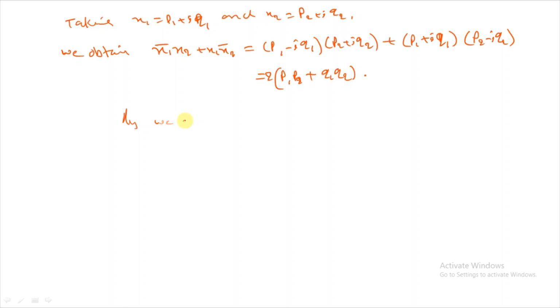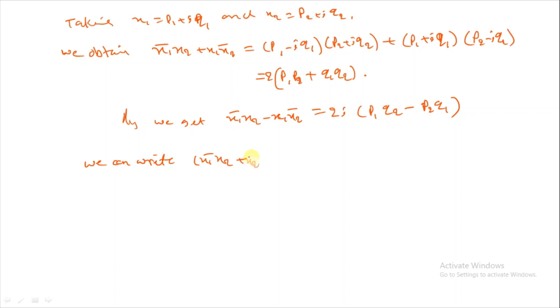Similarly, we get x1 conjugate x2 minus x1 x2 conjugate. This will get 2 into p1 q2 minus p2 q1. We will get this one. Now these two we can write. We can write x1 conjugate x2 plus x2 conjugate x1 plus i into x1 conjugate x2 minus x1 x2 conjugate.